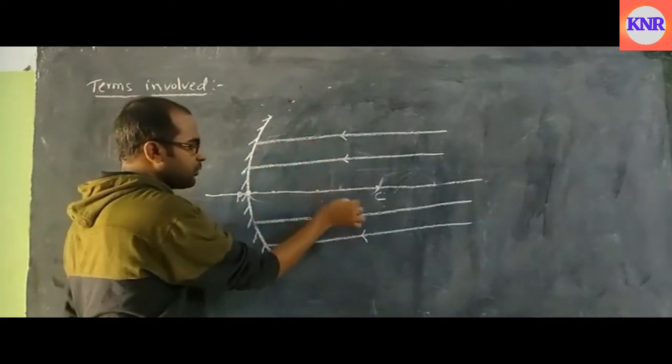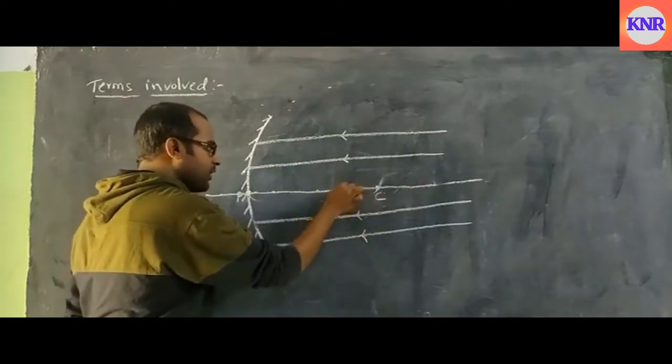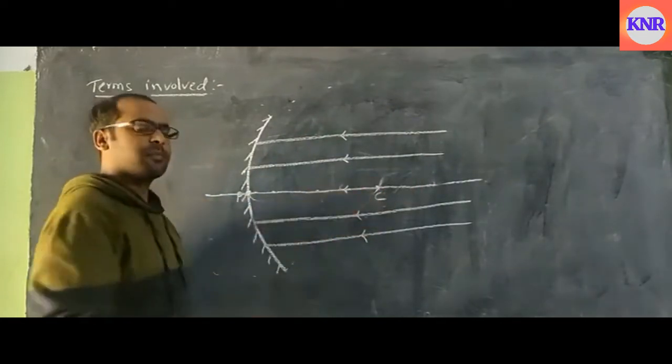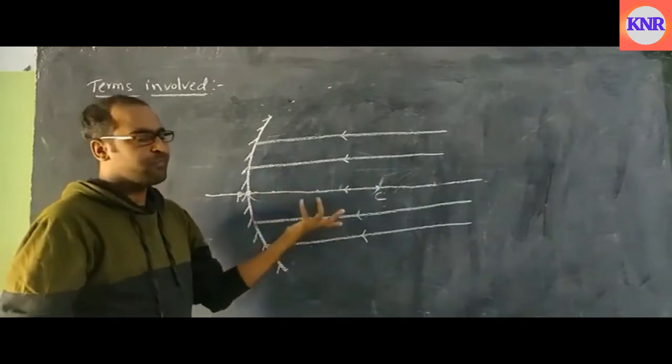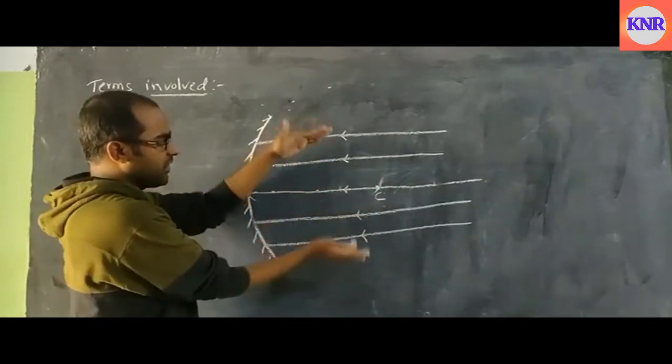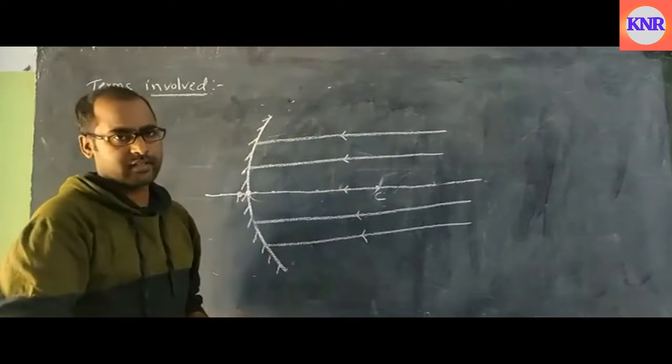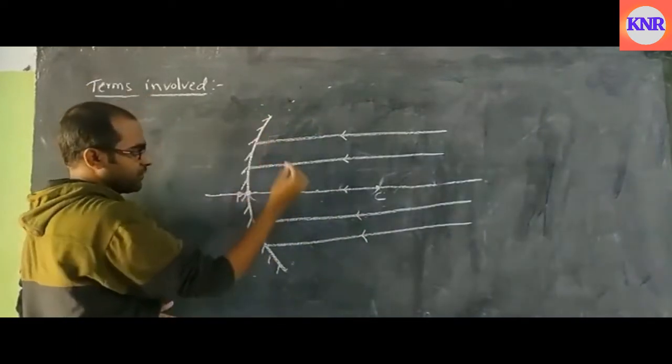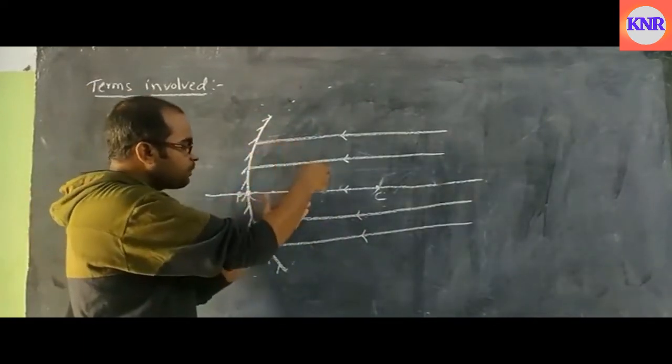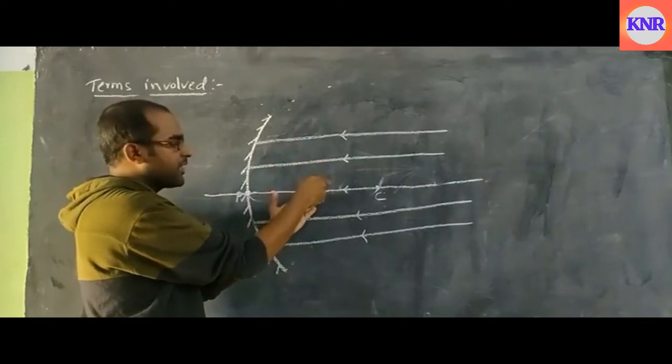And a ray will also pass along the principal axis. Along the principal axis also there will be a ray. That means each and every ray is parallel to the principal axis, right? And after reflection, they will form an image at the focus.